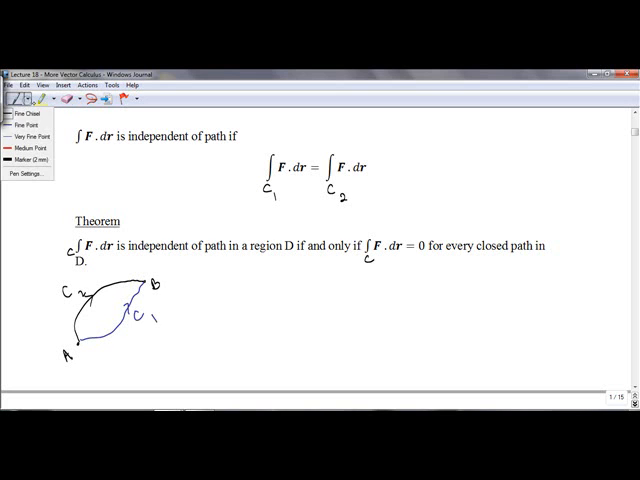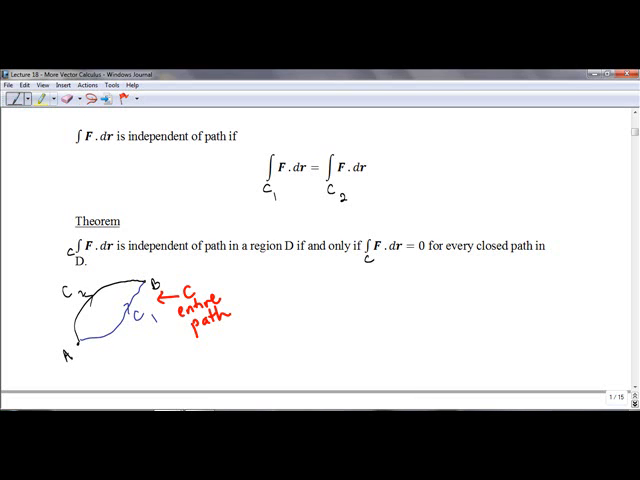And this entire path all around is called C. So C is the entire path. And we call it a closed path because it's closed. It's bounded all around.